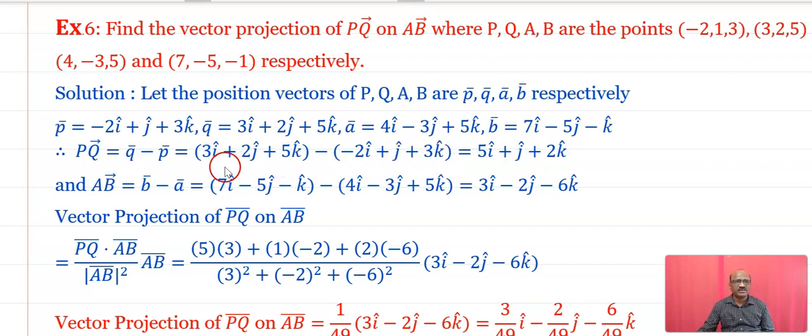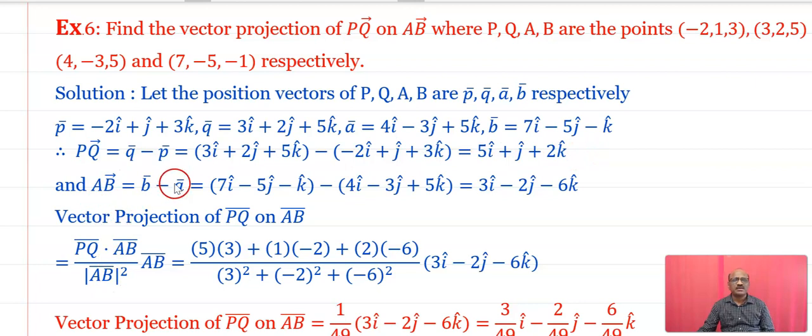And if we evaluate it, if you open the bracket, that is 3i cap plus 2i cap, then you will get 5i cap. 2j and here is a minus j, you will get j cap. 5k cap and minus 3k cap, then you will get 2k cap. This is PQ bar.